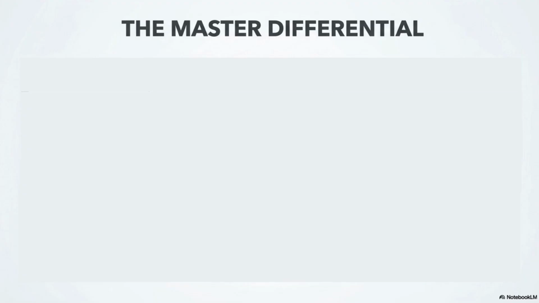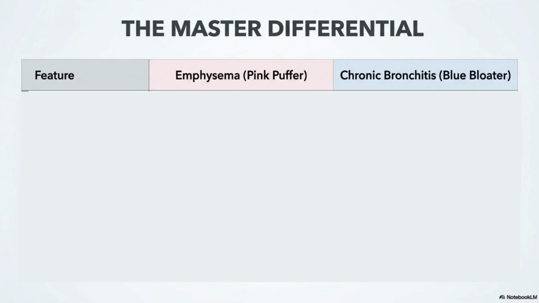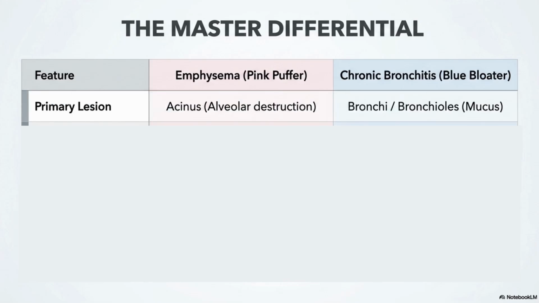Let's bring this all together with the master differential. You must know the differences between emphysema, the pink puffer, and chronic bronchitis, the blue bloater. Primary lesion: emphysema affects the acinus with alveolar destruction. Chronic bronchitis affects the bronchi and bronchioles with mucus.